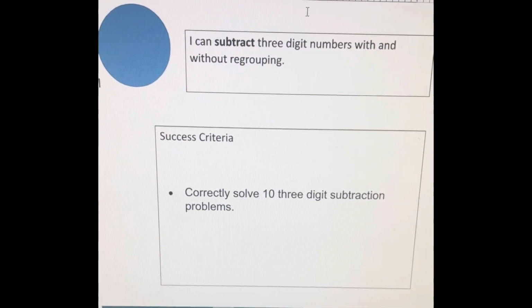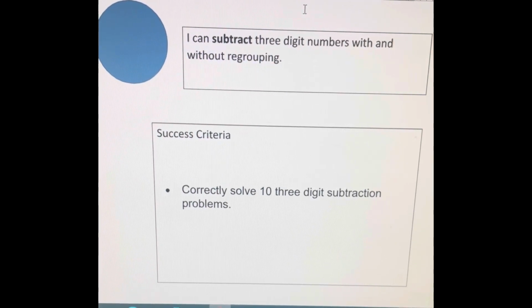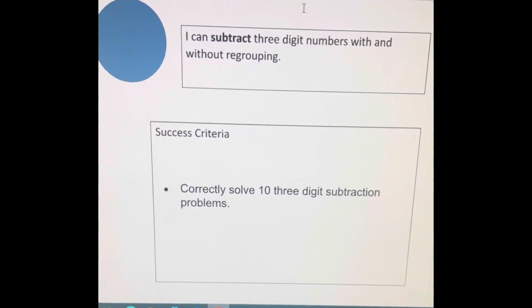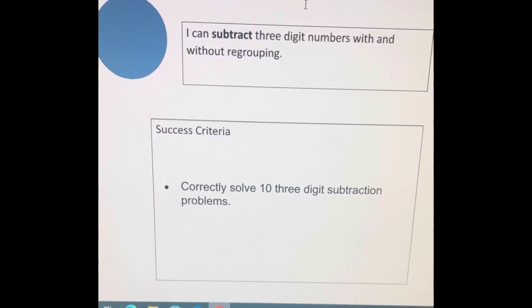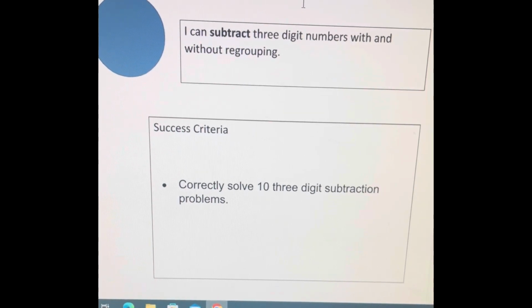Learning target of the day for Season 2, Episode 10, aka the season finale of the Mr. Camilleri Show, is I can subtract three-digit numbers with and without regrouping. Success criteria: correctly solve 10 three-digit subtraction problems.